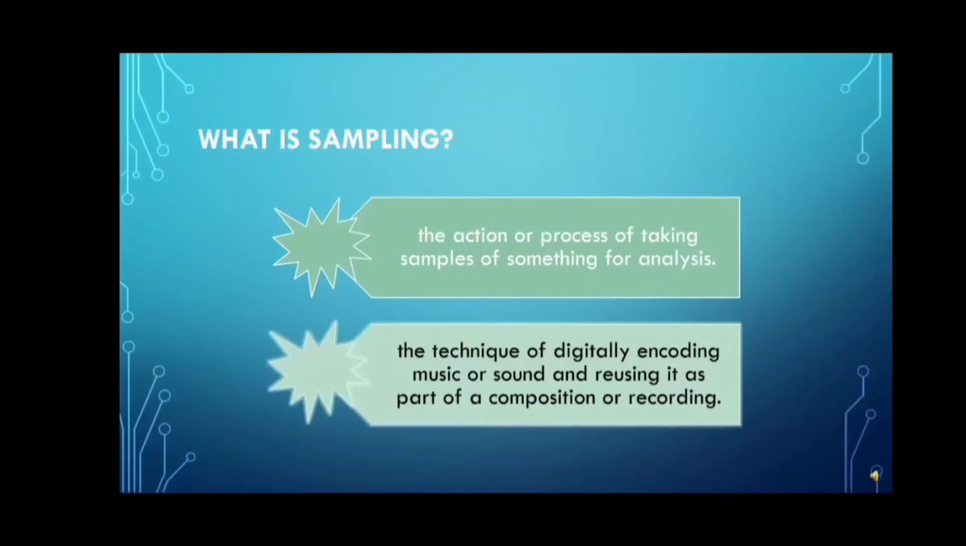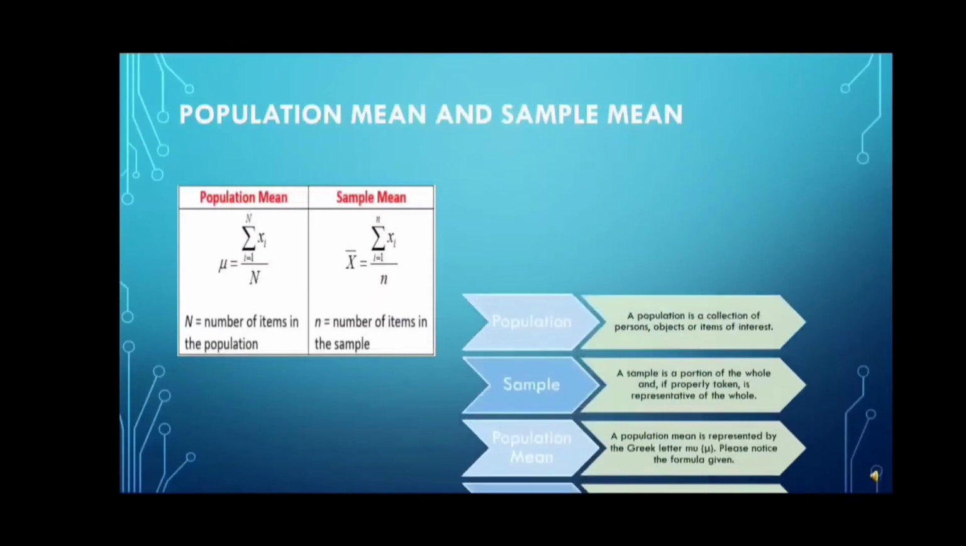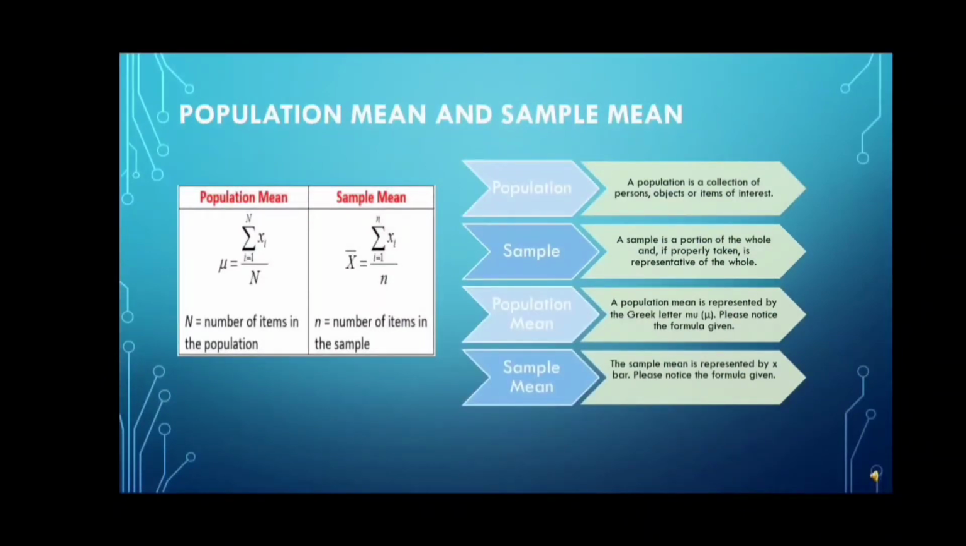The definition of population mean and sample mean are as follows. A population is a collection of persons, objects, or items of interest, while a sample is a portion of the whole and if properly taken is a percentage of the whole. A population mean is represented by the Greek letter mu, while the sample mean is represented by the x bar. Please notice the formula given on your left side. The following video is a computation on how to get the population mean and sample mean.